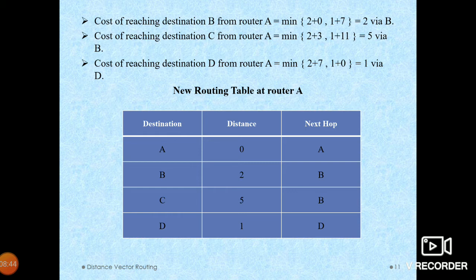And next is reaching C. Previously we mentioned in the table as infinity. Now we want to calculate the shortest path to reach C. So we can move to C through B, that is 2 plus 3, and we can also reach C through D, that is 1 plus 11. So which is minimum here? 2 plus 3, 5 is minimum here. That path goes through B. So by moving A to B and B to C, we can reach in the shortest path.